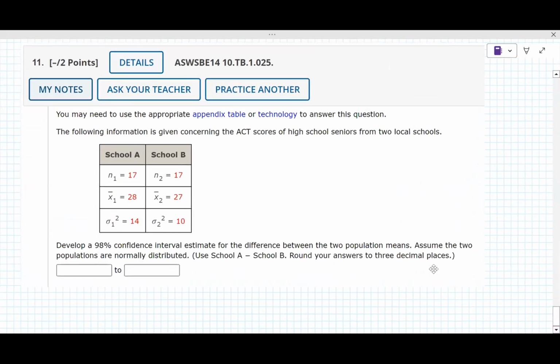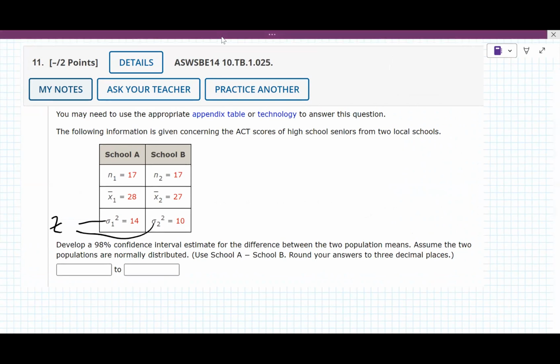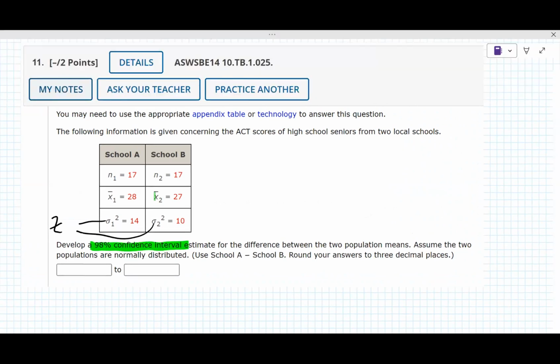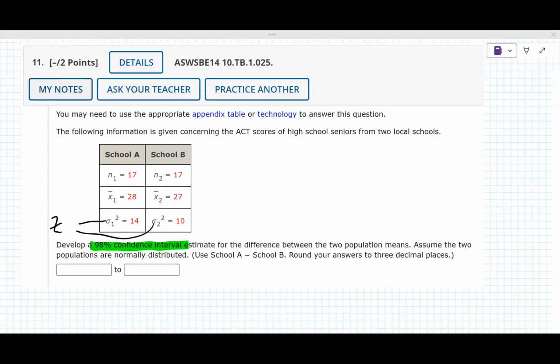Okay, number 11. For this one, you're going to use your calculator again. Now notice that sigma is given. This time you're going to be using a Z, but notice they want a confidence interval. And guess what your calculator has? Confidence interval. So let me find that for you. Let me go back to the calculator for that. So that's stat, test. Let me write this down here in case you look at it later. Stat, test.